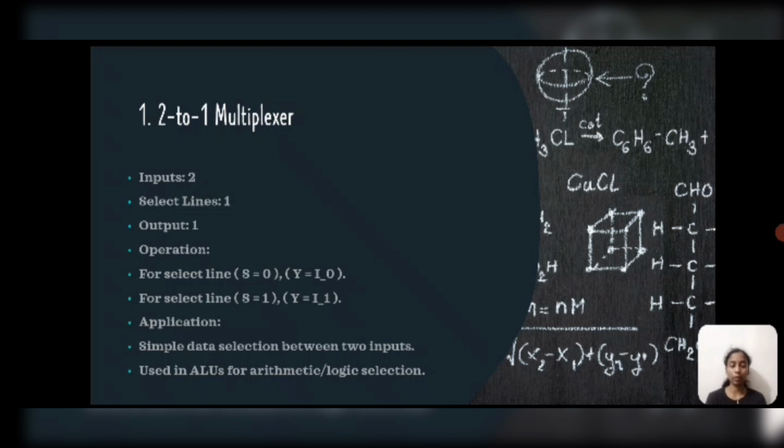Let us see one by one. First one, 2:1 multiplexer. Here 2 is the input and 1 is the output of multiplexer. Operation: for select line S equal to 0, Y equals I0, and for select line S equal to 1, Y equals I1. Here S equal to 0 and S equal to 1 are the two select cases. Applications for 2:1 multiplexer: simple data selection between two inputs, used in ALUs for arithmetic or logic selection.